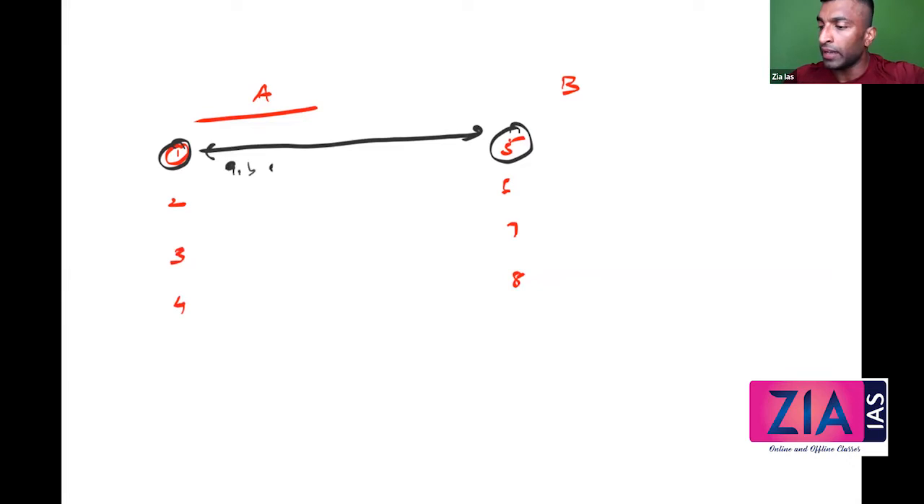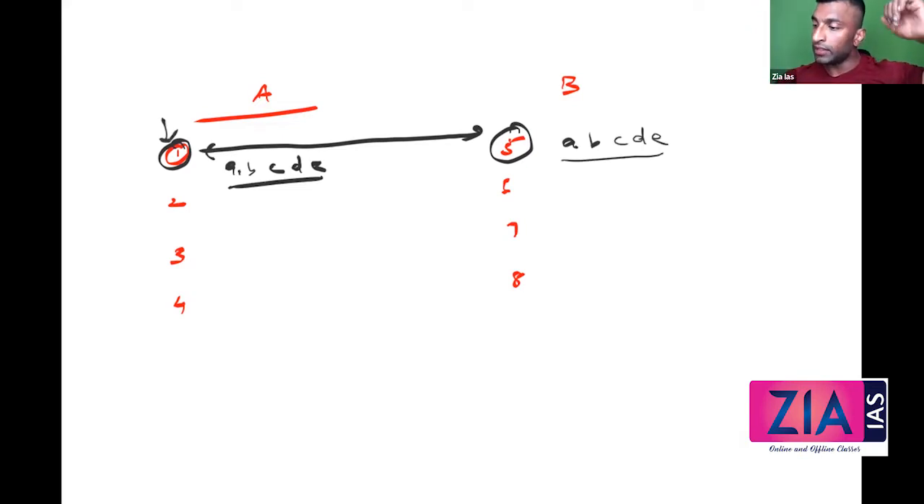A, B, C, D, E. There will be 5 questions here. A, B, C, D, E. There will be 5 questions here. So 10 questions from the first and the 5th are compulsory. That is going to fetch you around 100 marks.